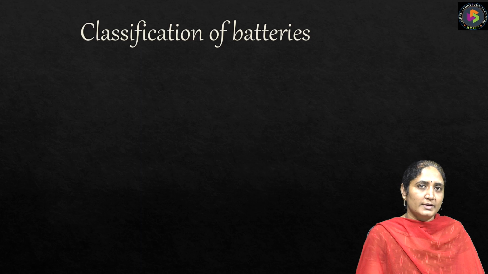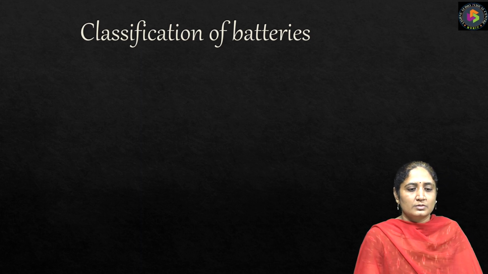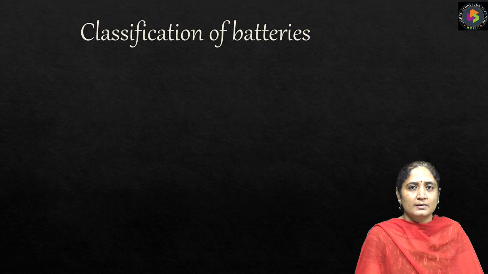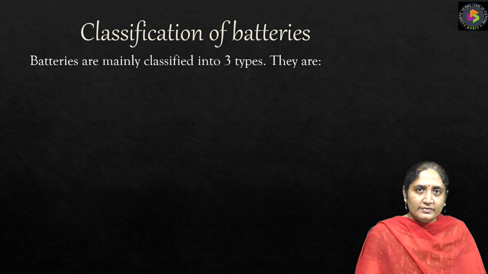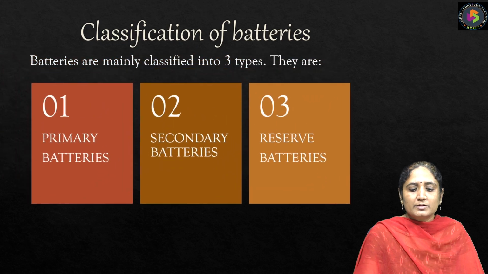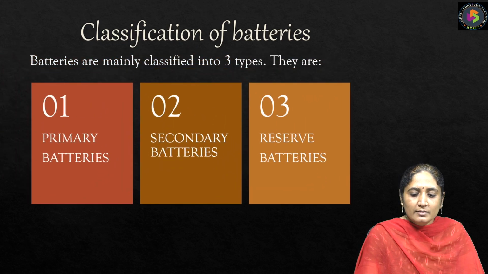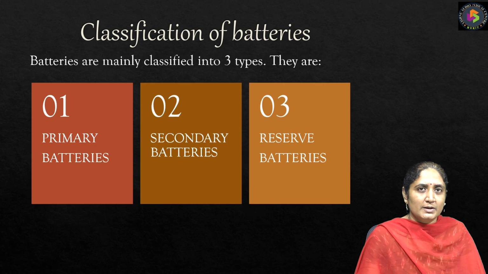Come to the next one, the classification of batteries. Batteries are mainly classified into three types. They are primary batteries, secondary batteries and reservoir batteries. So the first one, primary batteries. What is meant by primary battery?